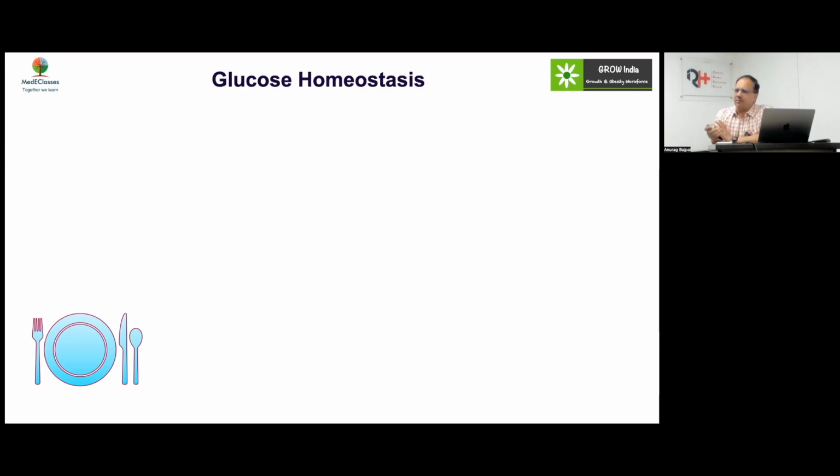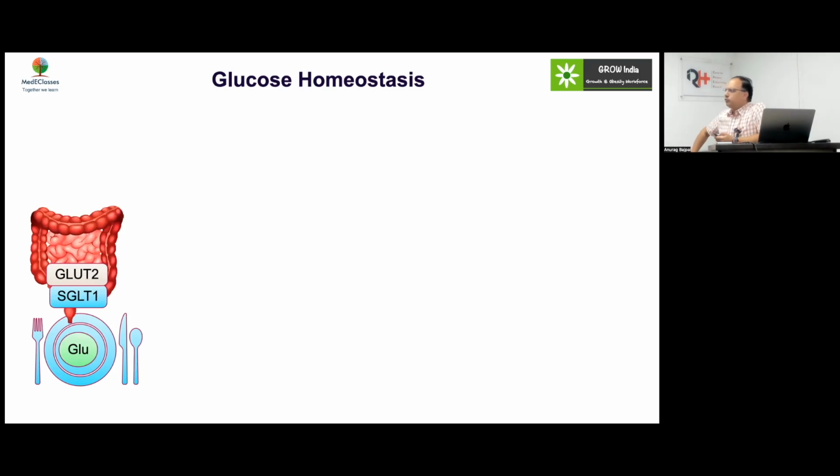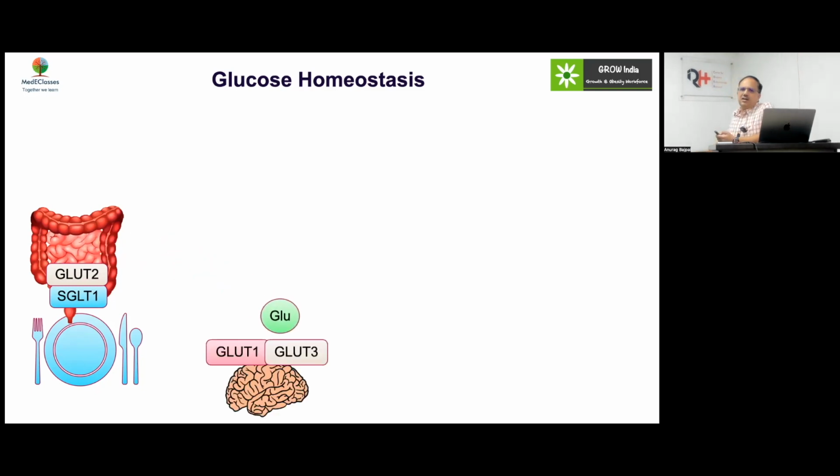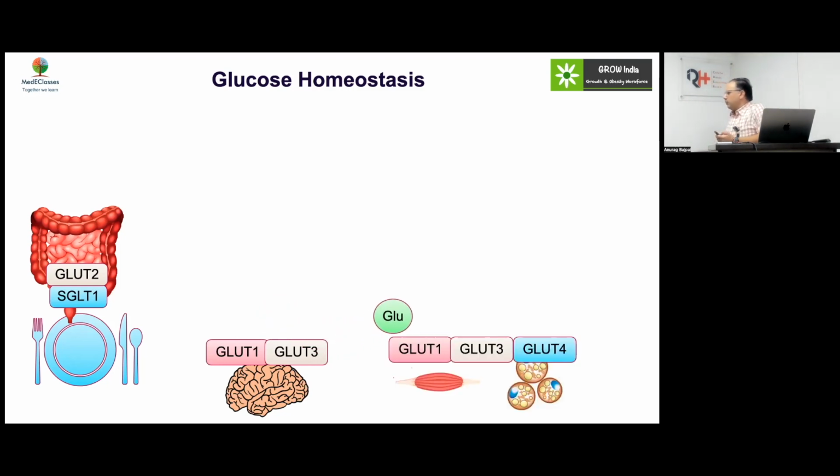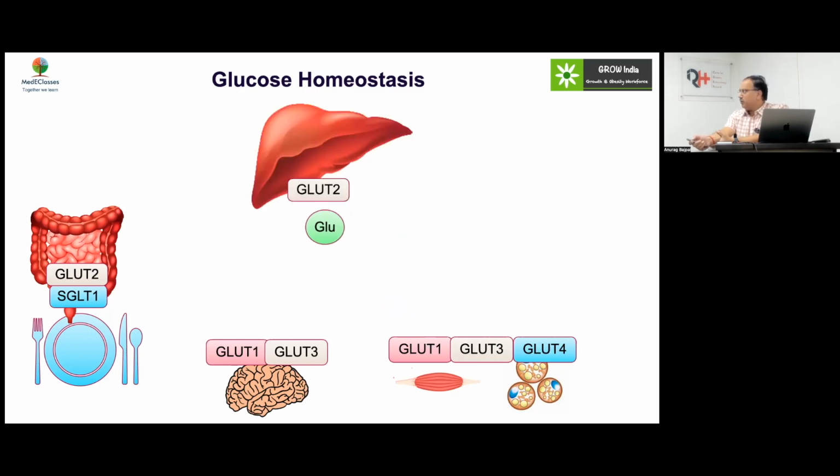Glucose is absorbed through the intestine using GLUT2 and SGLT1. From there, it is utilized by the brain using GLUT1 and GLUT3. Then you have GLUT1, GLUT3, and GLUT4 mainly in the muscle, adipocyte, and the liver, and a lot of insulin dependency is there as well. It is then taken up via the liver. Now, remember, GLUT2 was independent of insulin. So even if you don't have insulin, the liver will say, okay, I'll take more glucose.